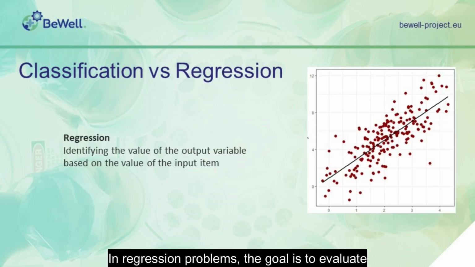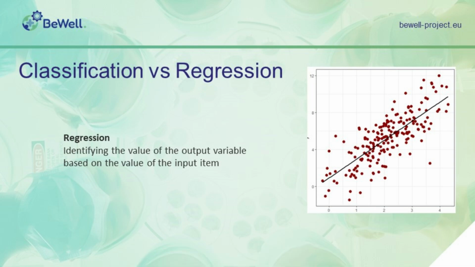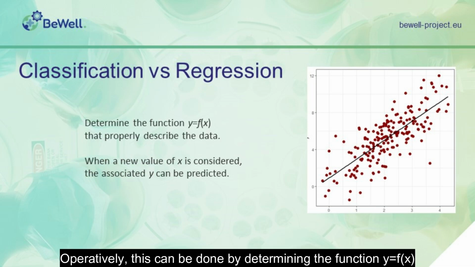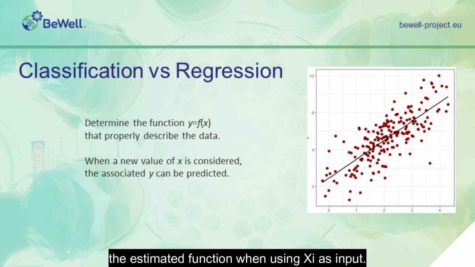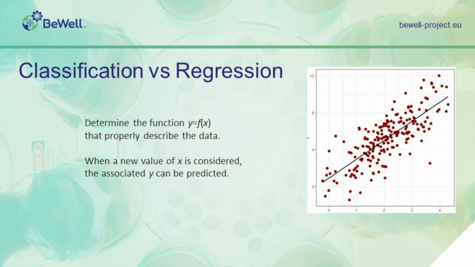In regression problems, the goal is to evaluate the numerical value of the output variable based on the value of the input variables. Operatively, this can be done by determining the function y equals f(x) that describes the trends in the data. In this way, when it is required to predict a new value of y given its xi value, this could be done by calculating the value of the estimated function when using xi as input.